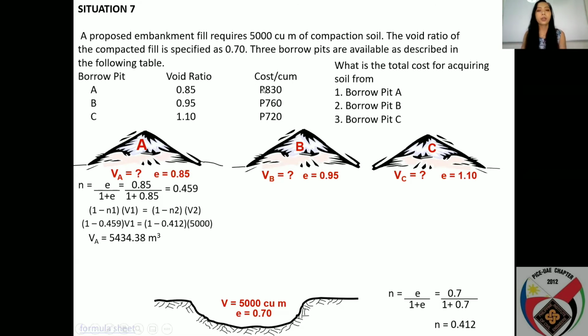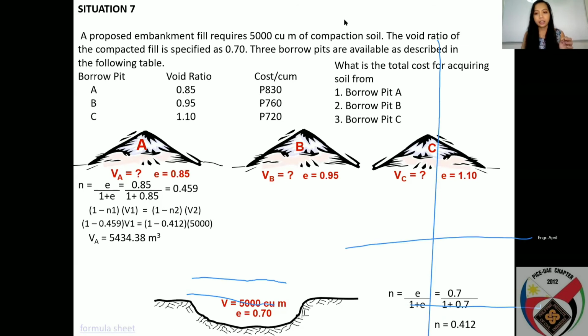So I'll multiply the cost per cubic meter. It says here in the third column, I have, wait a moment.